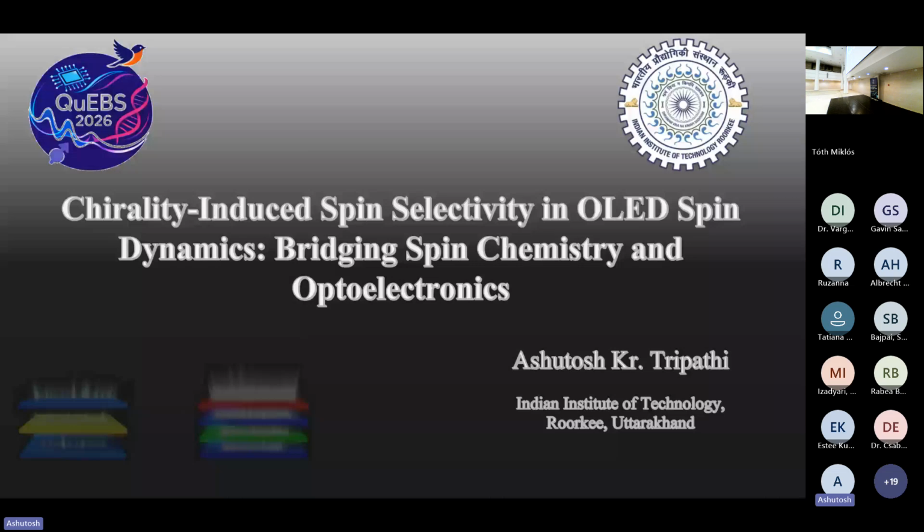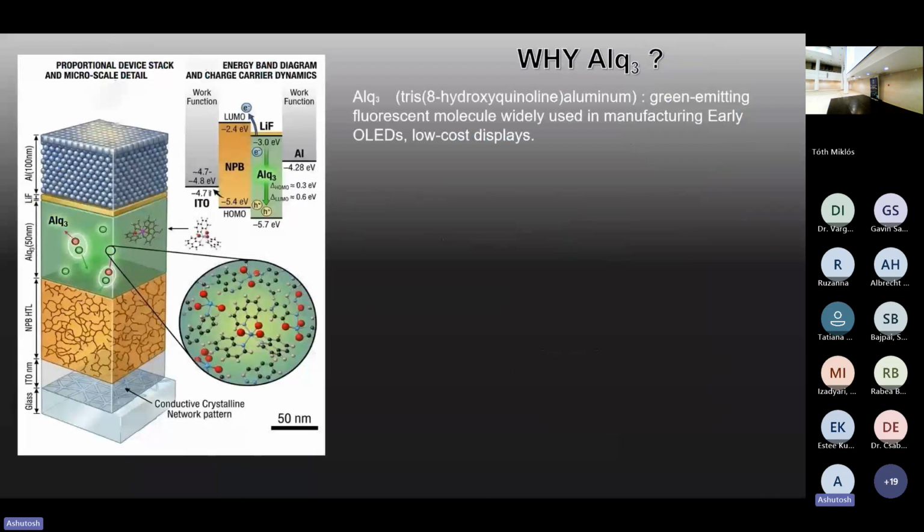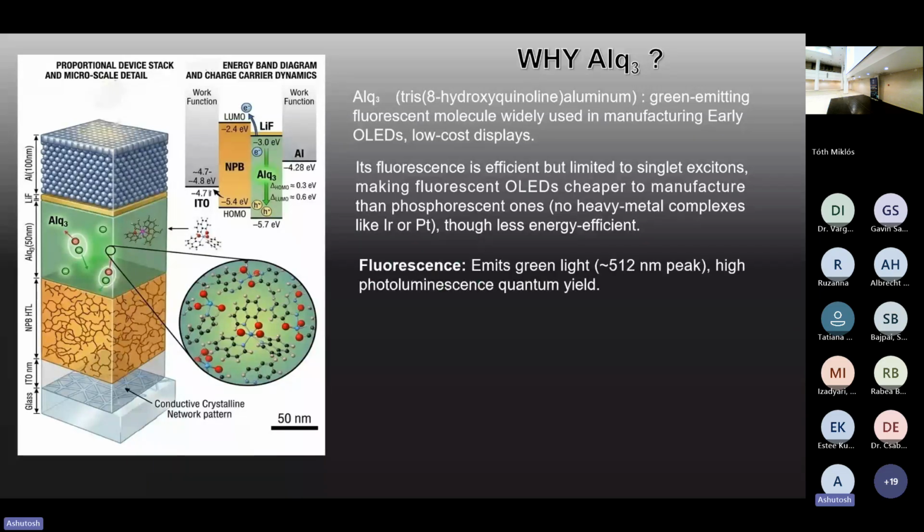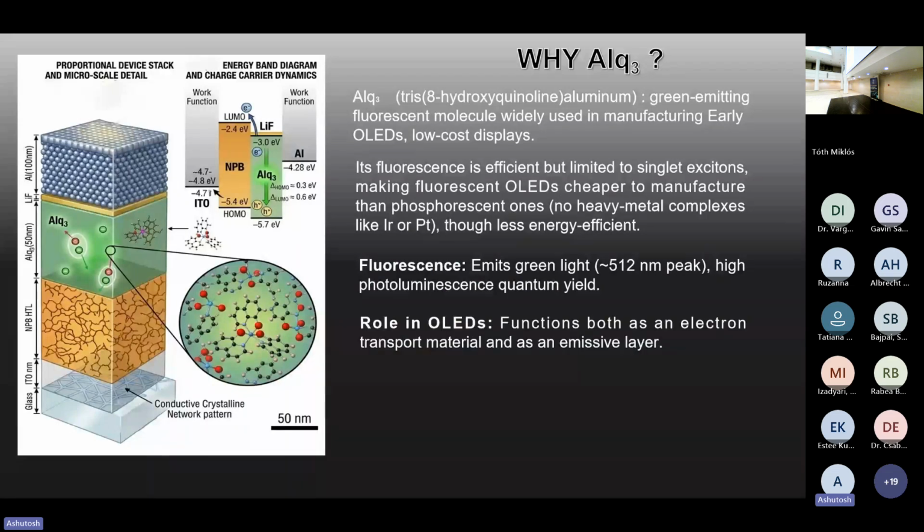So currently, I'm working on a candidate molecule called ALQ3. Why I have selected ALQ3 is because it is widely used while manufacturing early OLEDs and low cost displays. So it is fluorescent. But its fluorescence is restricted by the spin statistics, which means it can utilize only 25% of available excitons. It is usually a green emitter, emits light at 512 nanometer peak. Apart from that, it can function both as an electron transport material and as an emissive layer too in OLEDs.